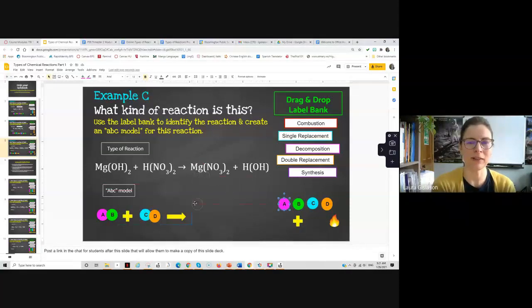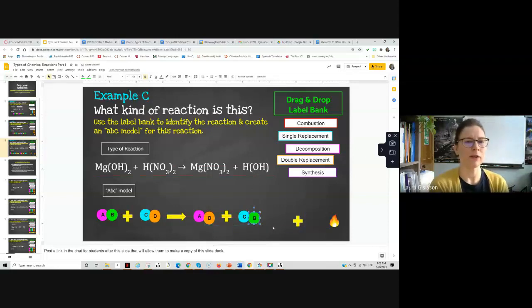All right, so I'm still going to leave the magnesium with the letter A, but now the magnesium has swapped to combine with the nitrate. So let's grab the letter D. And then here's my hydrogen, which I chose the letter C for over on this side, so I'm going to use it on this hydrogen as well. And then I chose the letter B for the hydroxide group, so I'm going to keep the letter B for the hydroxide group over here. All right, so here's my ABC model.